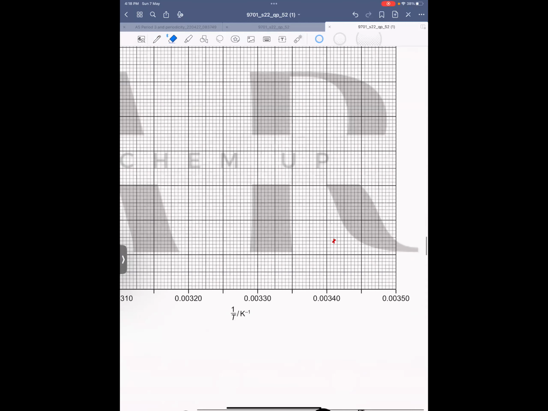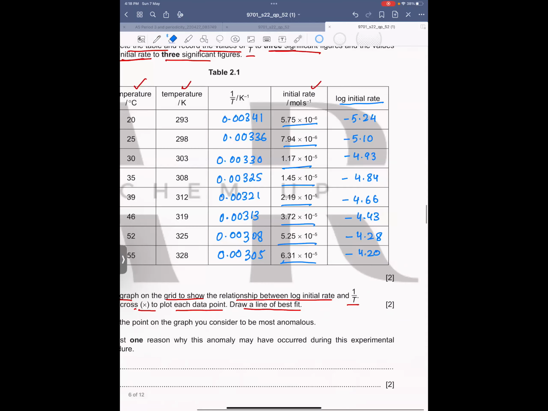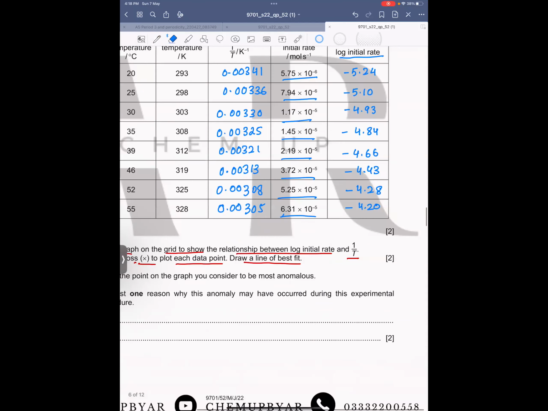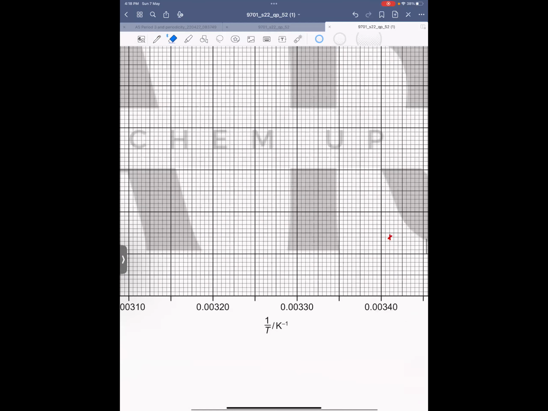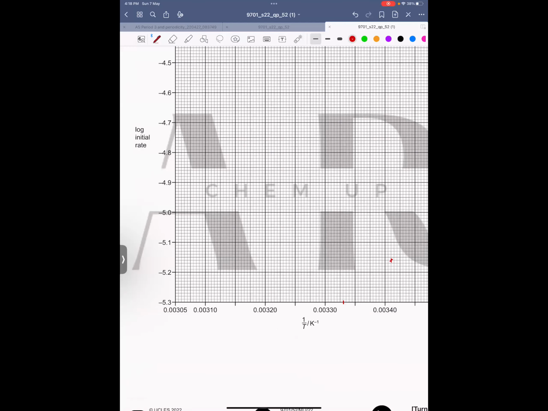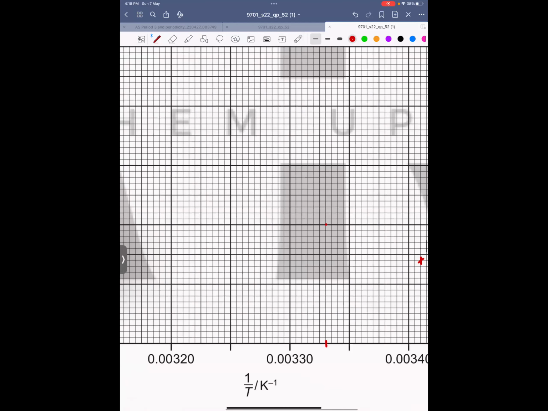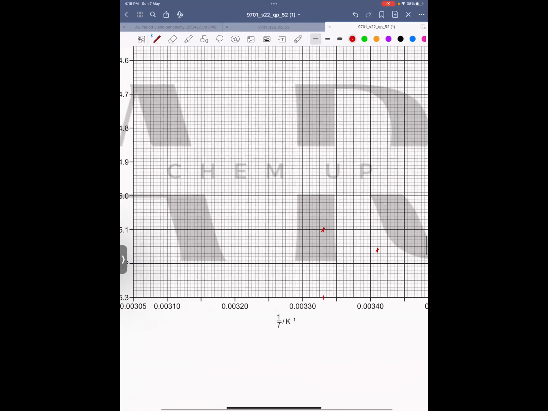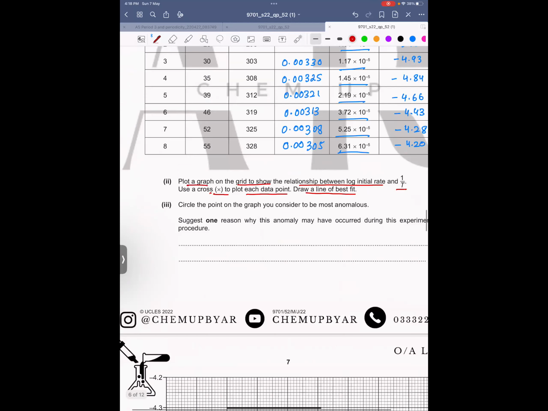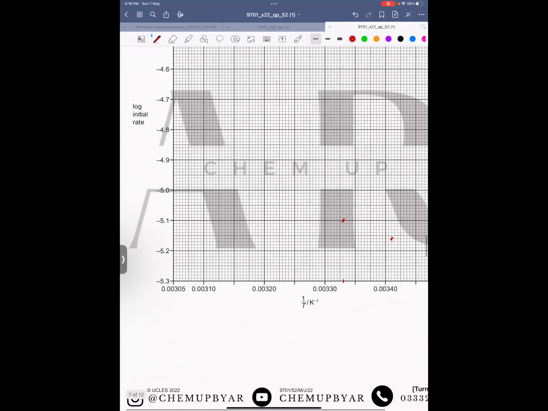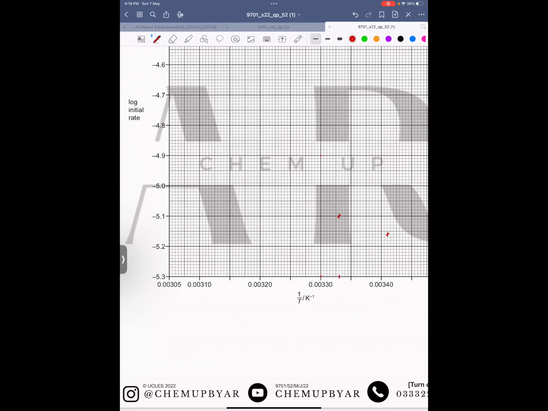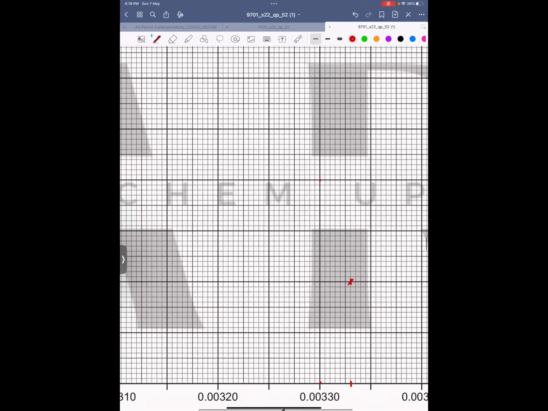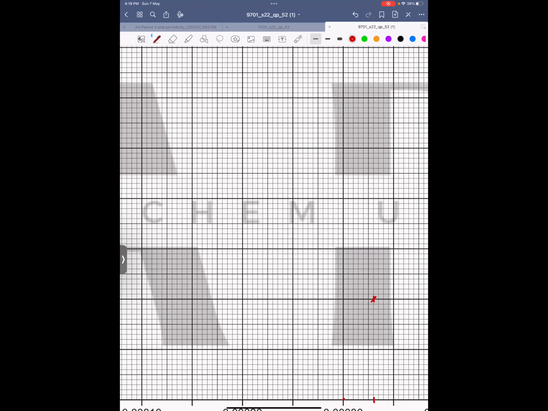Then the next one is minus 5.10 and 0.336. So 0.336 would be over here, and it's 5.10, which is this point. The next is 330 and 4.93. 330 and 4.93. So 4.93 would be that one, right?